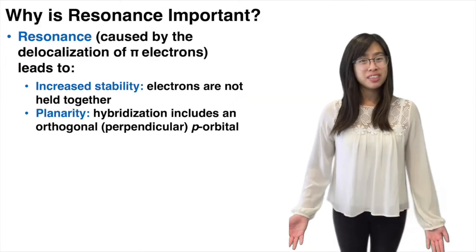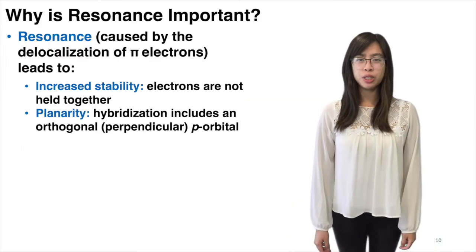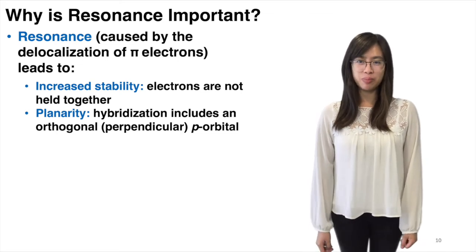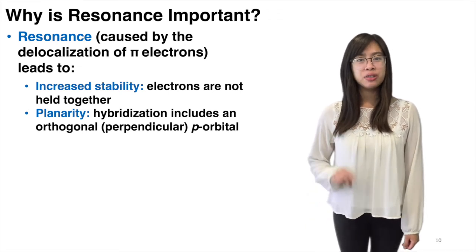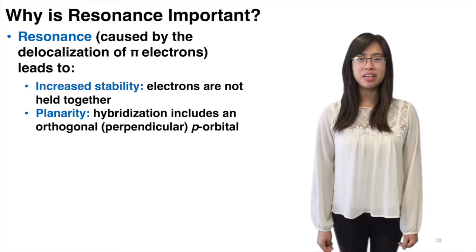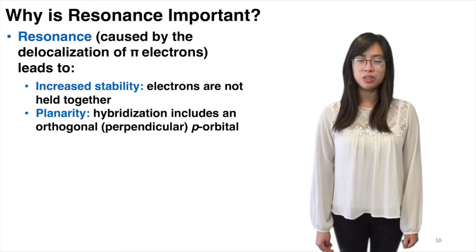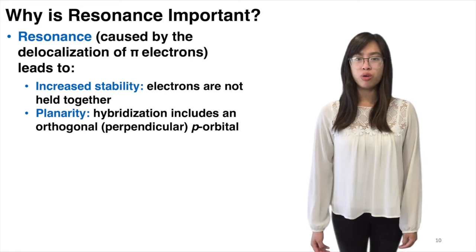So why is resonance important? Resonance is caused by the delocalization of pi electrons and leads to two things. One, increased stability since the pi electrons are not strictly held together, and two, planarity because hybridization includes an orthogonal p orbital and sp2 hybridized atoms have a geometry of trigonal planar. Therefore, the molecule is much more rigid.